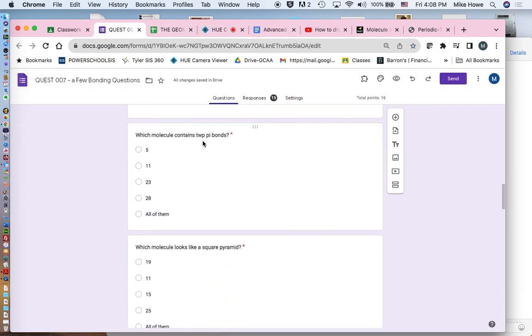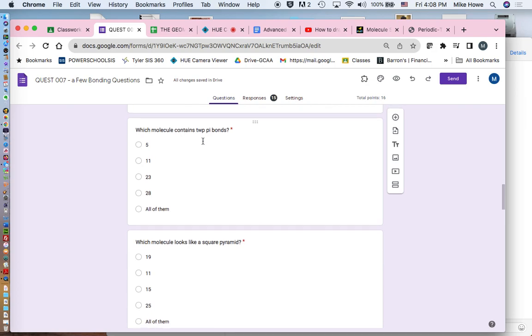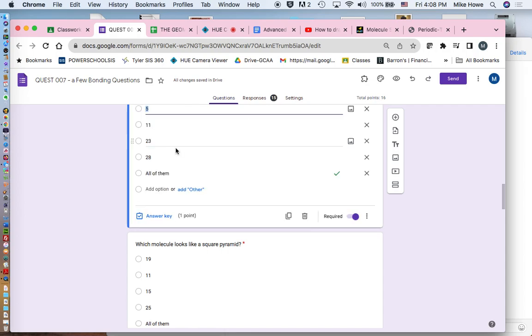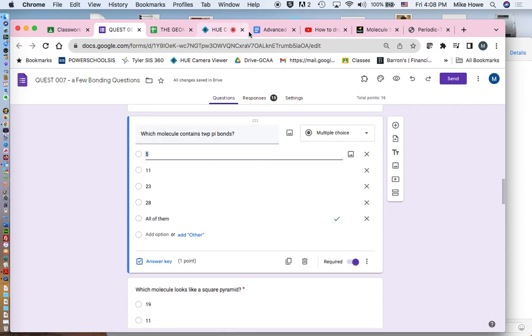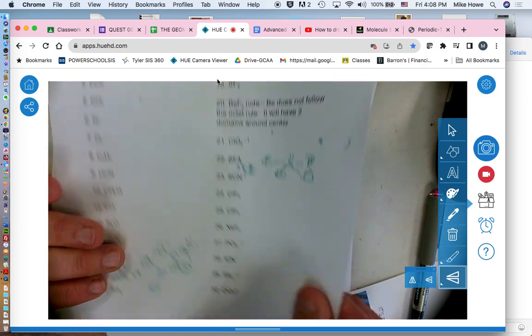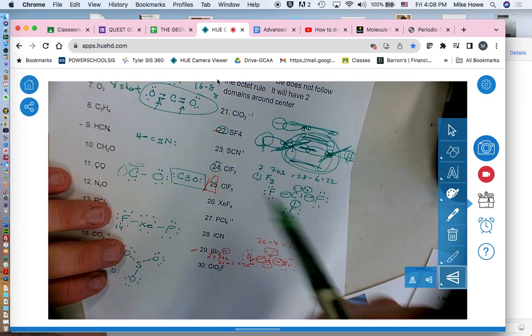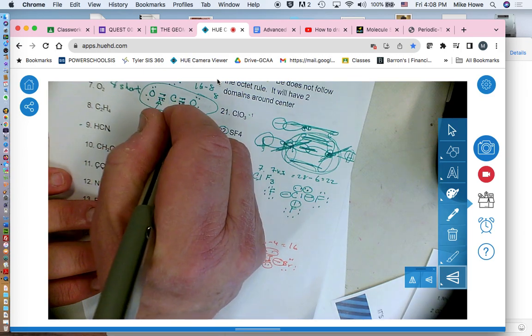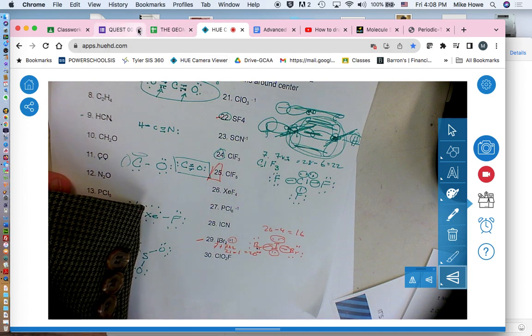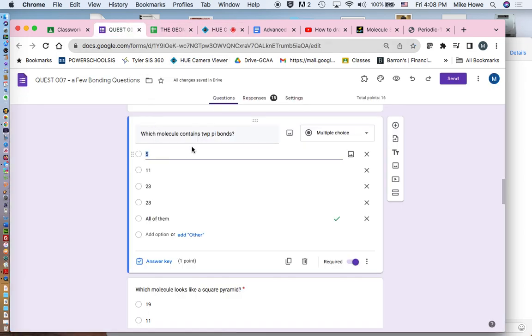All right, next question, which one contains 2 pi bonds? So 2 pi bonds would have to have 2 double bonds or a triple bond. Well, we've already drawn some of these. So look at number 5 and number 11. So here's number 5. It's right here. It has 2 pi bonds. Number 11 has 2 pi bonds. This question says which has 2 pi bonds.